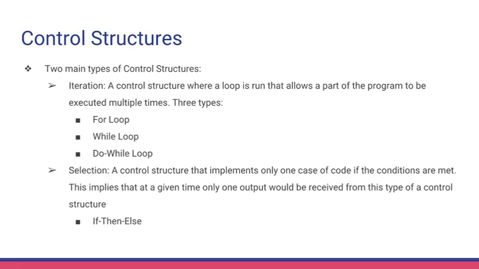Selection: a control structure that implements only one case of code if the conditions are met. This implies that at any given time, only one output would be received from this type of control structure. If then else.